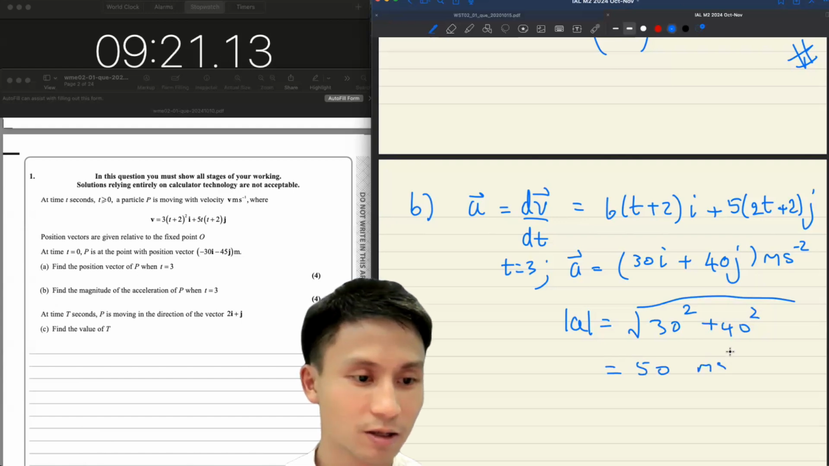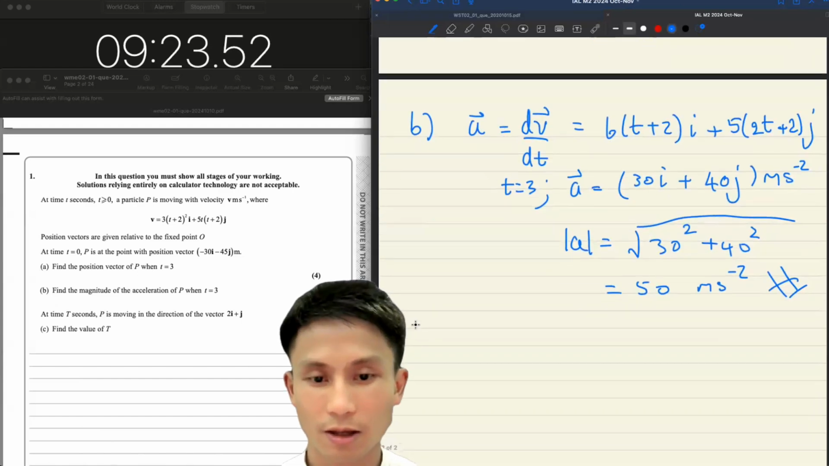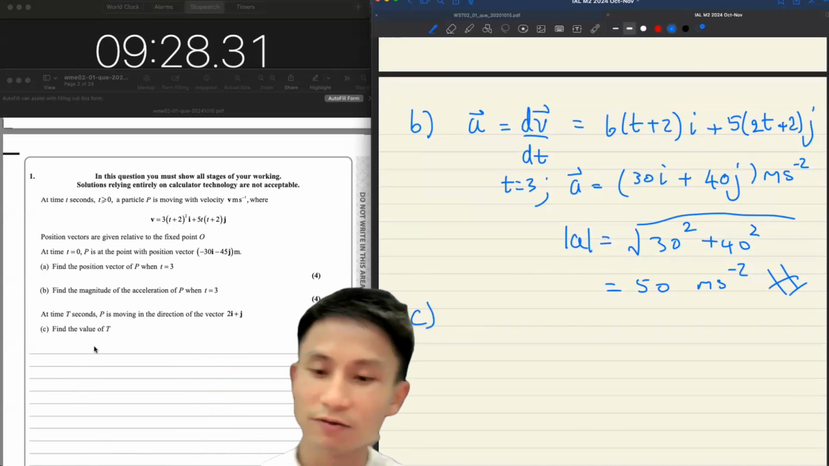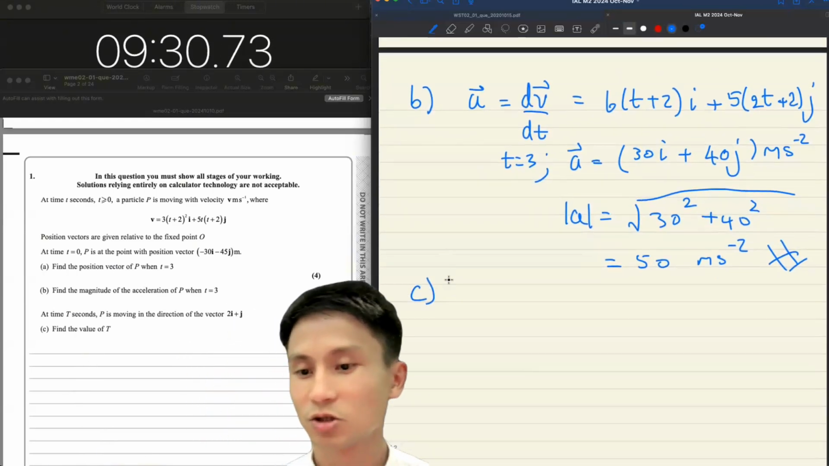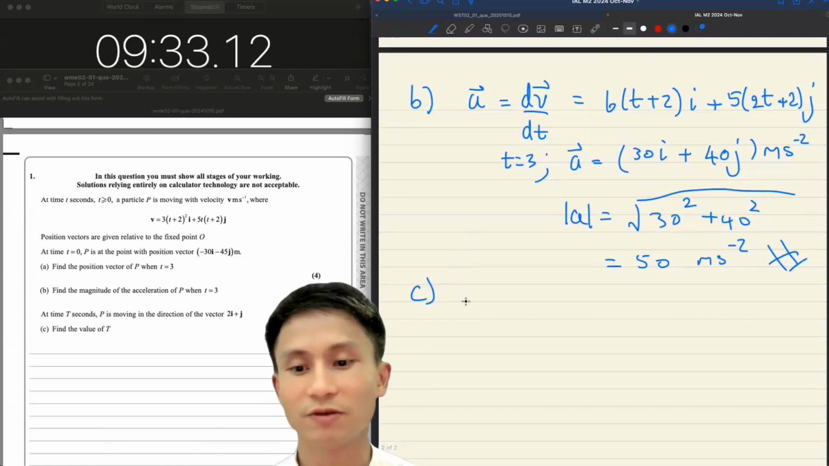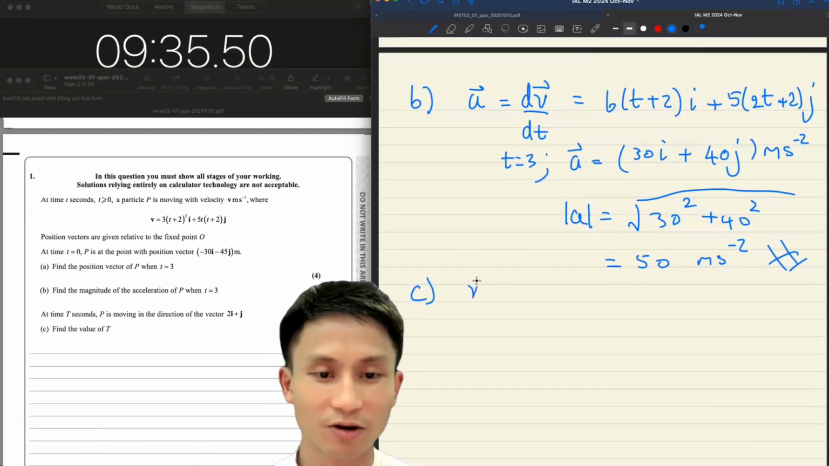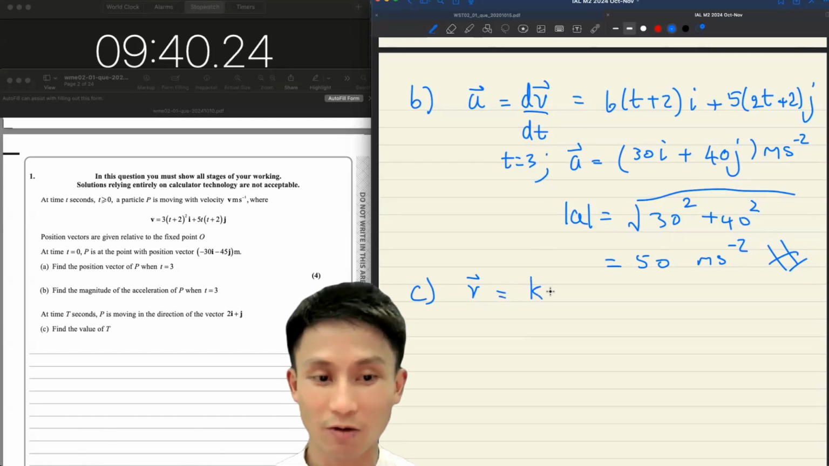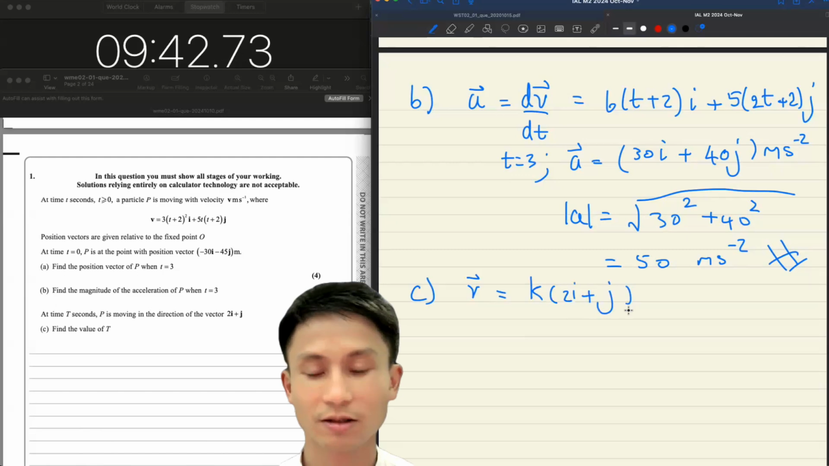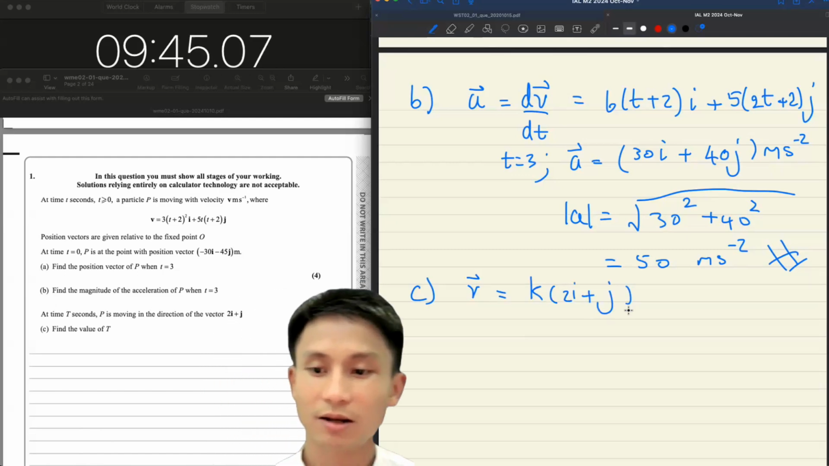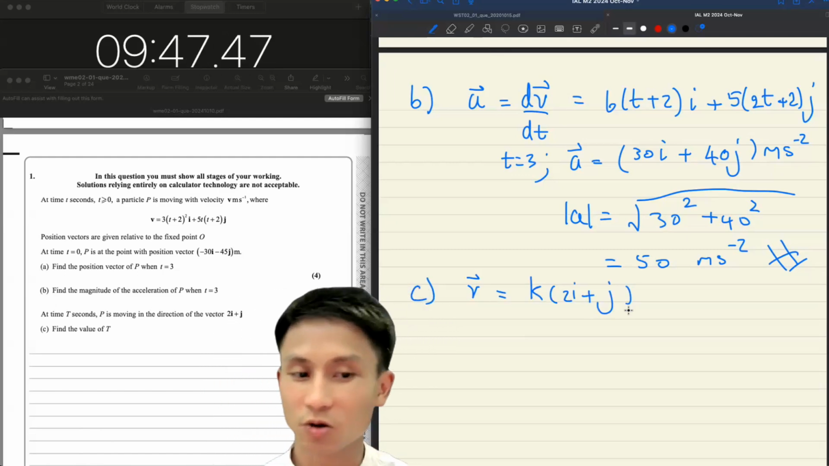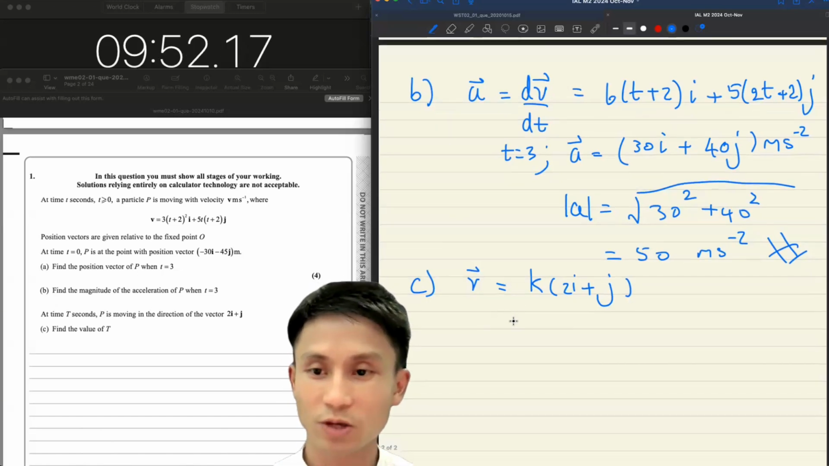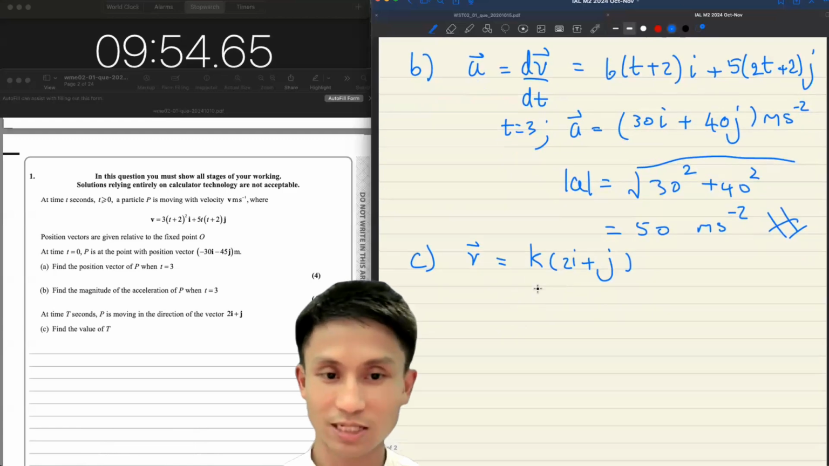Okay, just 30. Okay. And then question C, at time t seconds, P is moving in the direction of the vector 2i plus j. So moving in the direction of that indicates that the velocity is not that vector, but only parallel with that vector. All right, you cannot equate it because moving in that direction only implies that it is parallel to that vector. All right, so we can equate the velocity vector to these.